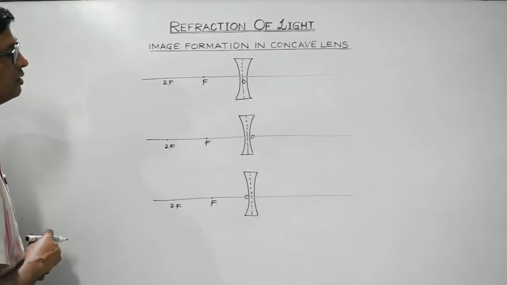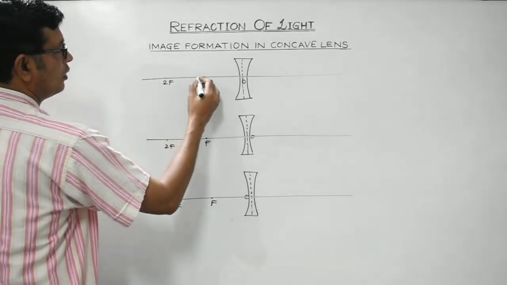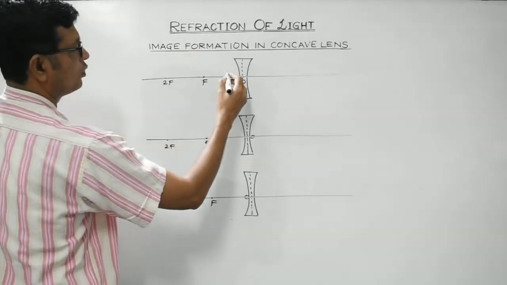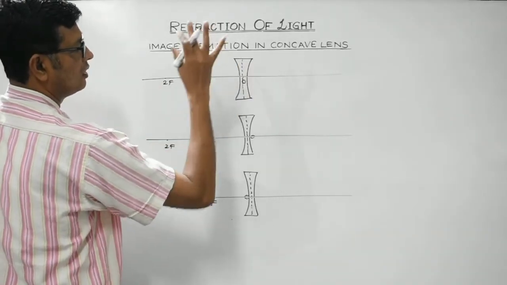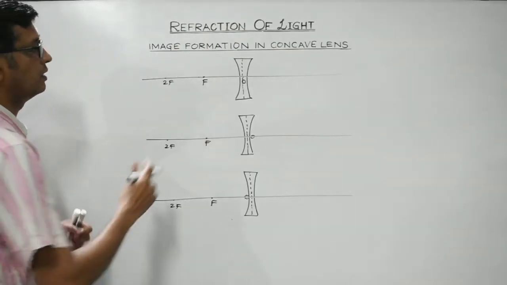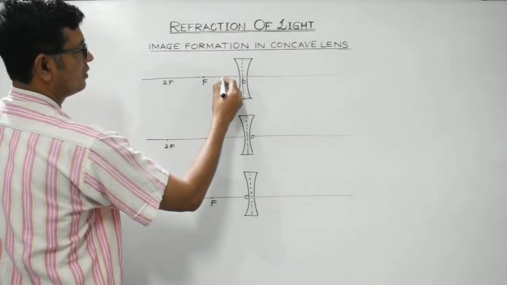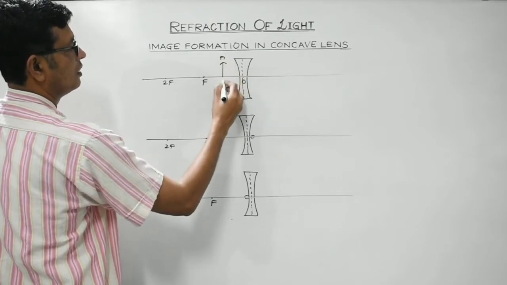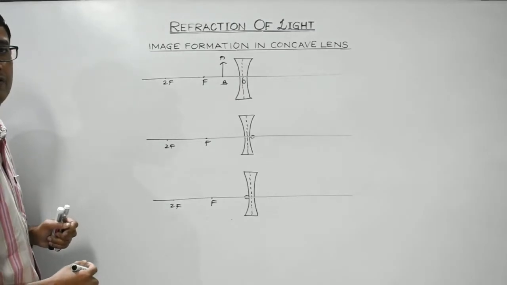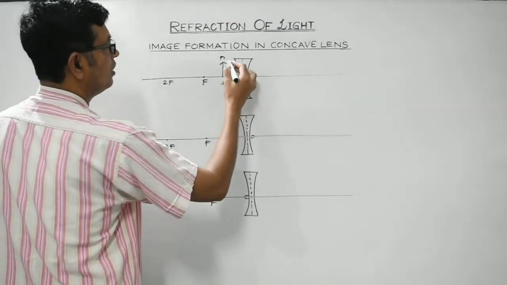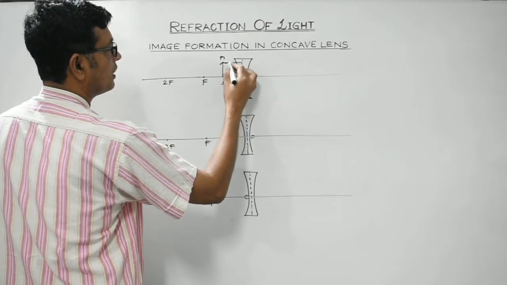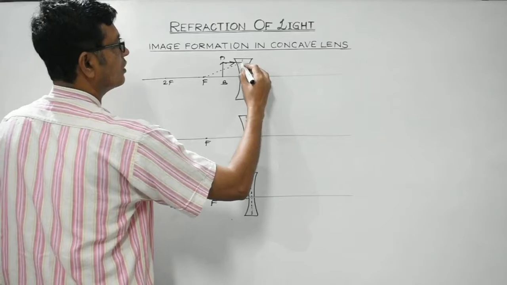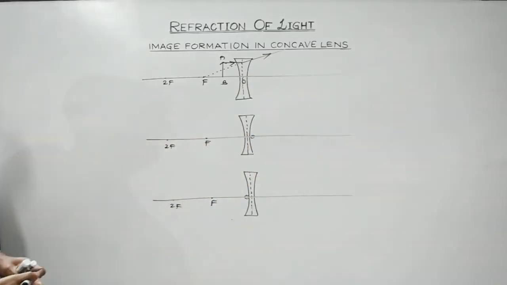So what to do is, students, here we will place an object very close to the concave lens. Let's see what will happen. Suppose we place an object over here, AB, very close to the concave lens. So as per the rule, a ray parallel to the principal axis, after refraction, will appear to be coming from the focus. So it will be like this.